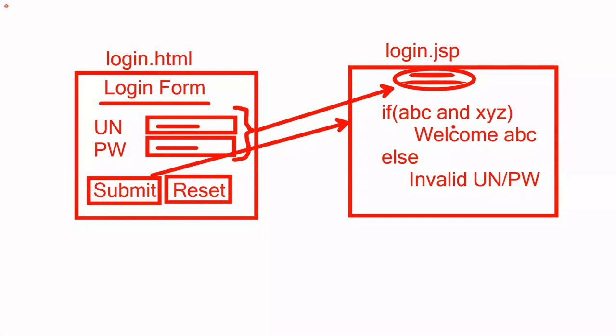Like this, if you write, what will happen? Only one user is allowed. If you connect to a database, n number of users are possible. This one I'll show you first. Write this one. Write this diagram.